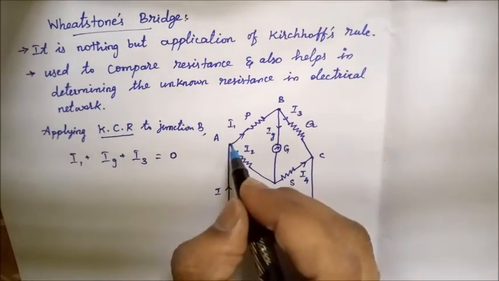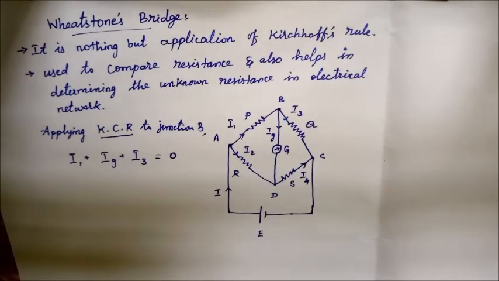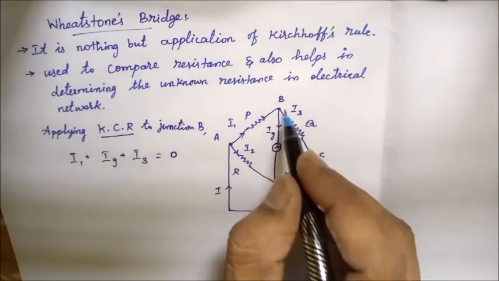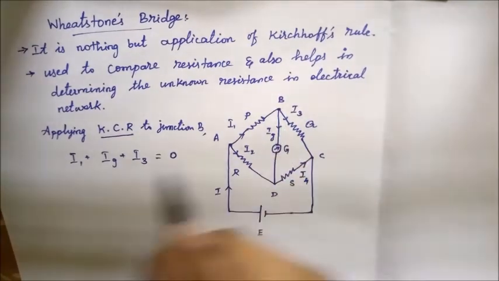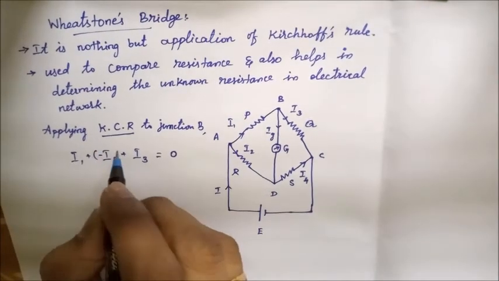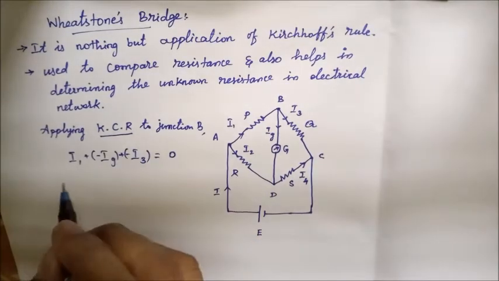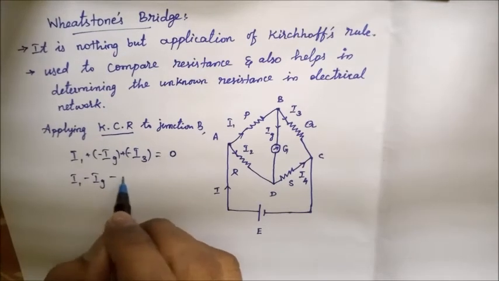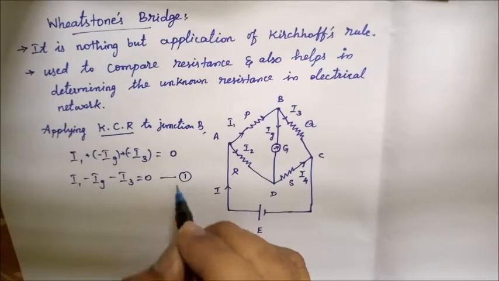So I1 is moving towards the junction. So when the current is moving toward the junction, we have to consider it positive. So we have to use positive for I1. But Ig and I3 are leaving the junction. So the currents leaving the junction will be denoted with minus. So now this equation is rewritten like this: I1 minus Ig minus I3 equals 0, and this is equation number 1.